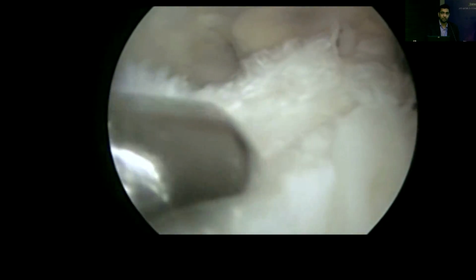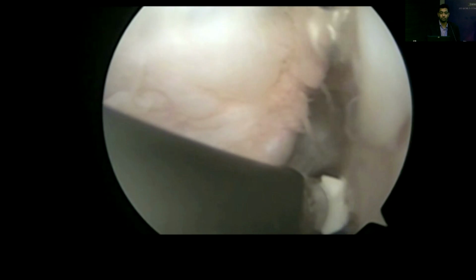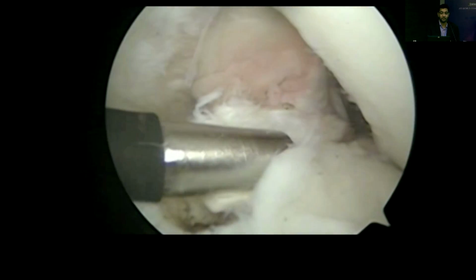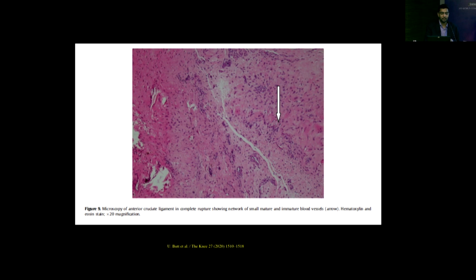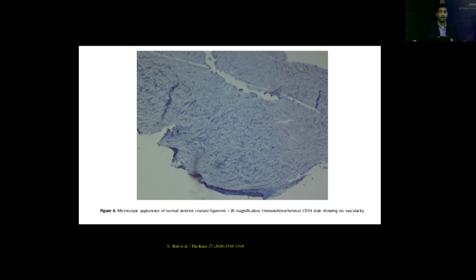I used to use a shaver. If I had access to a burr, I would use a burr. I would even use an RF ablator to clear up the footprint completely. But then I read the literature. And the literature stated that Butt et al. have come up with a paper in 2020 which stated that the microvascular structures are present during the first year after an ACL injury. And after the first year, if the injured ACL stump is present, then it becomes avascular. So it was time specific that the vasculature was present.